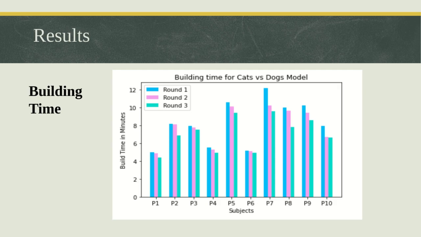Moving on to the results section, this graph shows the time taken in minutes by 10 different users to make a cats vs dogs classifier. As you can see, even the maximum time taken is just 12 minutes.